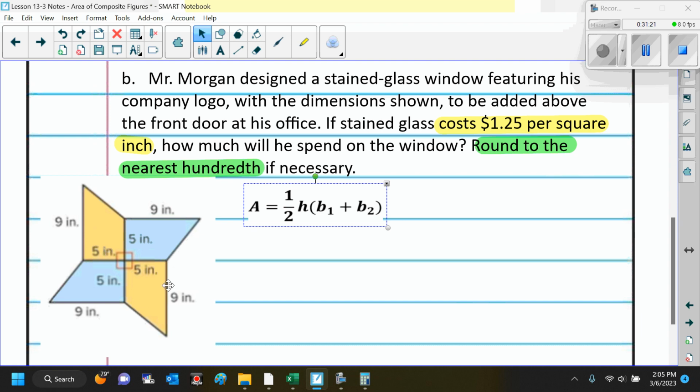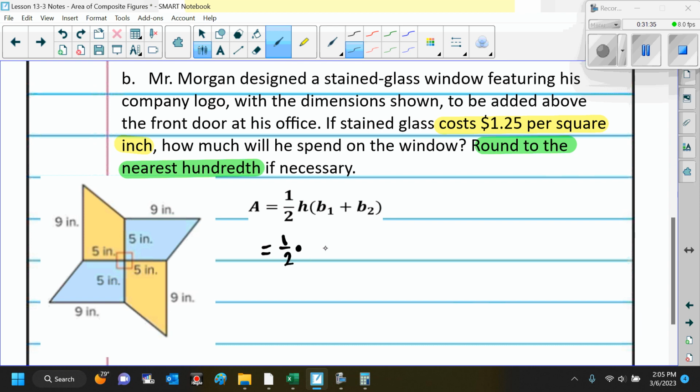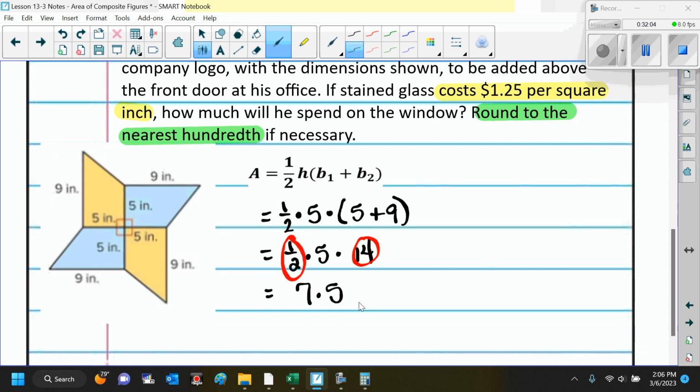Yeah, so let's do that, okay? So here we've got 1/2 times the height, which we said was 5, times the two bases. So base 1 was 5, and base 2 is 9. Now we can simplify those. So this says 1/2 times 5 times 14. All right, I'm going to take half of 14, which is 7, times 5, and this is going to give me the total area for one trapezoid. So that's going to be 35 inches squared.